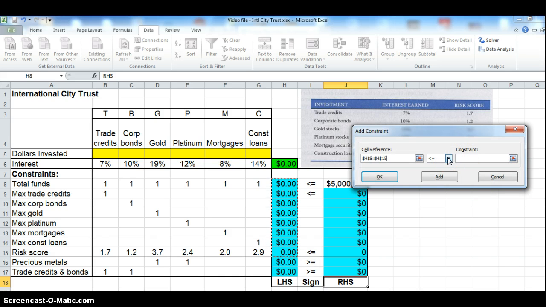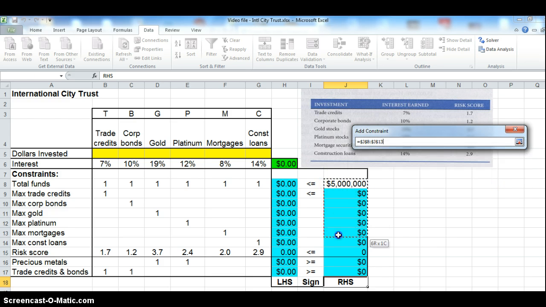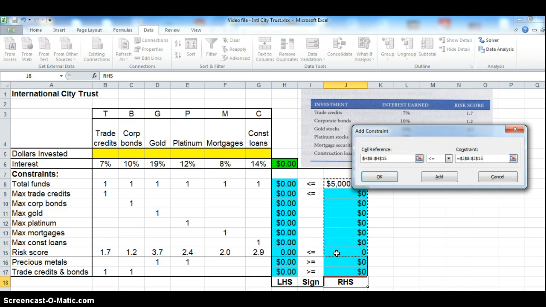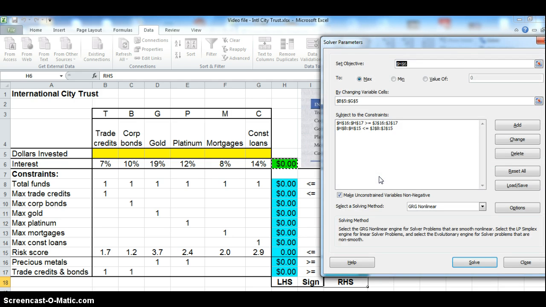So H8 through H15 has to be less than or equal to J8 through J15. We're going to add that constraint. Now I'm going to add my greater than constraints. H16 through H17 has to be greater than or equal to J16 through J17. That's the last constraint that I have, so I'm going to hit enter. We can't have a negative amount of money invested, so we'll make sure that we have the unconstrained variables non-negative clicked. I want to call your attention to the solving method.